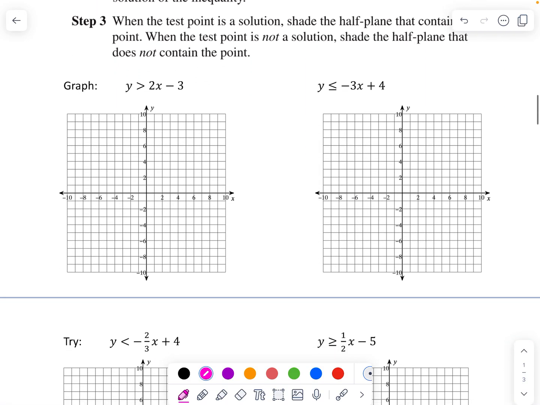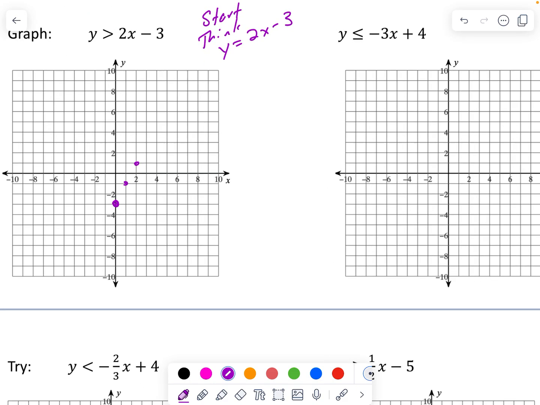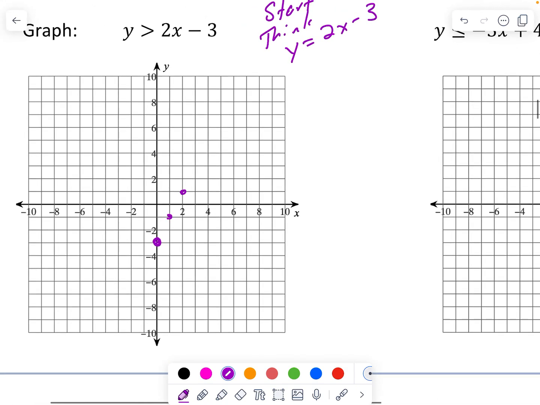In this first example, we have y is greater than 2x minus 3. We're going to start by graphing y equals 2x minus 3. Just like we would graph that, here's our y-intercept at -3, and our slope is up 2 over 1. We're going to go up 2 over 1.